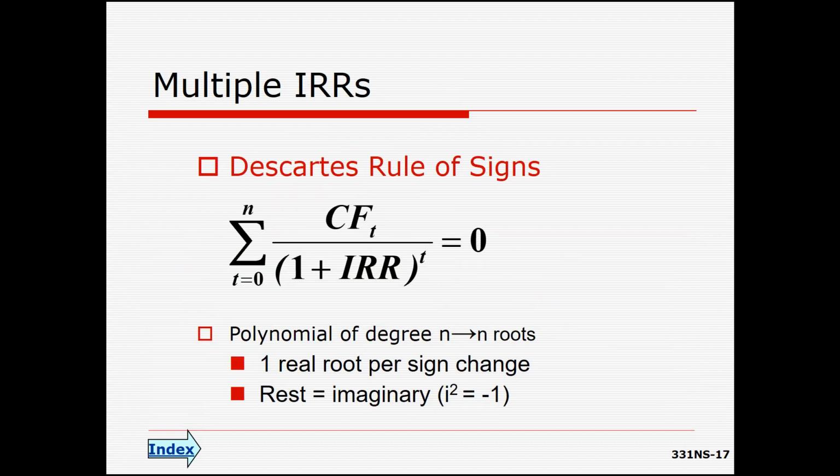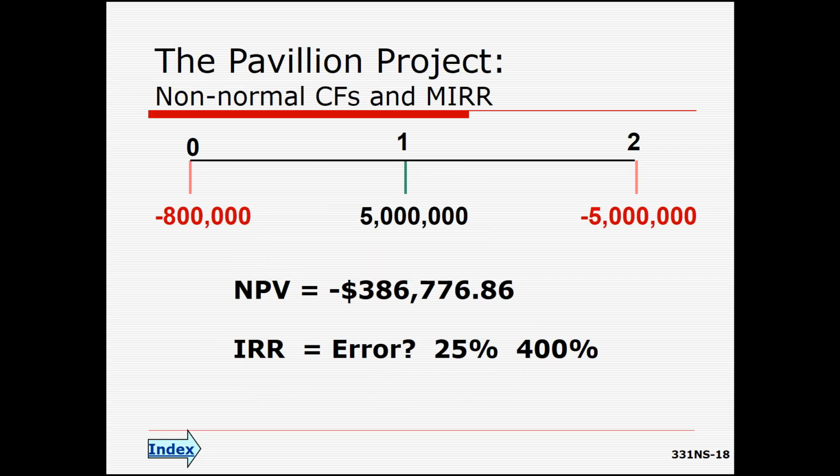In solving for IRR, we're solving for the root of an n-degree polynomial. Descartes' rule of signs says that there will be one real root for each sign change, with the remaining roots imaginary. For a project with non-normal cash flows, that means for each sign change, you get a real solution to internal rate of return. As an example of multiple IRRs, suppose we have the Pavilion project.